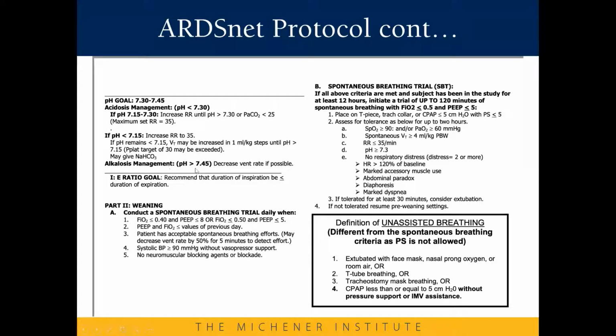Alkalosis management, if you're greater than 7.45, we're going to decrease our ventilation rate, and we're going to be less aggressive and cause less damage to the lungs, so we can keep them in a normal pH range.